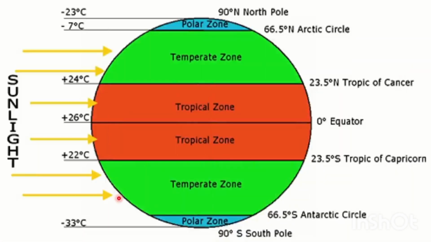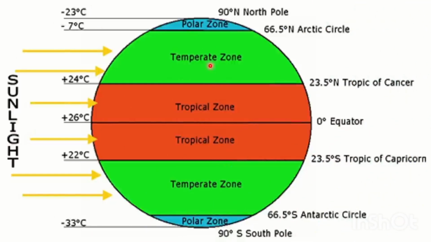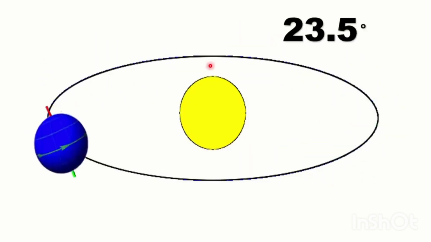Our planet Earth is divided into 3 major climate zones, namely tropical, temperate, and polar zones. Tropical regions are the low latitude located near the equator. Temperate regions are the middle latitude, and polar zones or polar regions are the high latitude. You have noticed that they are not equal. Why? Because Earth's axis is tilted in 23.5 degrees.